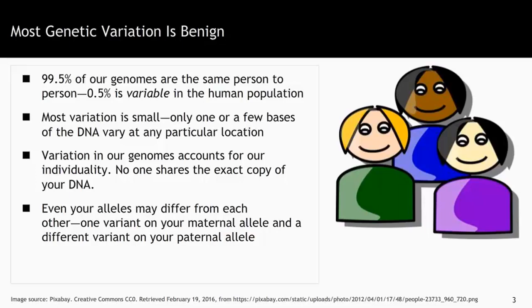The variation in our genomes accounts for our individuality. It describes why we look different from each other, why we look slightly different from our parents or children, and no one shares the exact copy of your DNA. Even your alleles may differ from each other. One variant on your maternal allele and a different variant on your paternal allele.